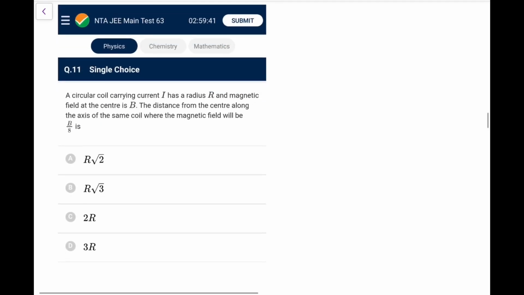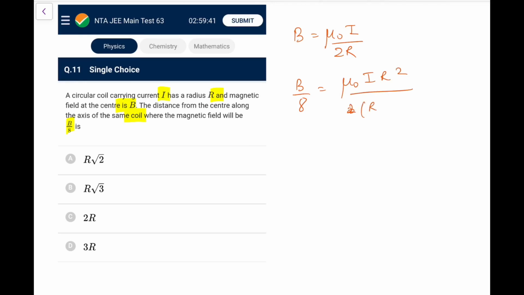Now the next one. A circular coil carrying current I has radius R, and the magnetic field at the center is B. The distance from the center along the axis where the field becomes B by 8. A similar question we did yesterday, maybe in your paper or NEET. So at the center, B means mu naught I by 2R. And this B by 8 will be at some distance. So let's say it is mu naught I R square upon 2, sorry, that is the formula, the 2 is there. So it is 2, I just missed it, 2 times (R square plus X square) to the power 3 by 2.